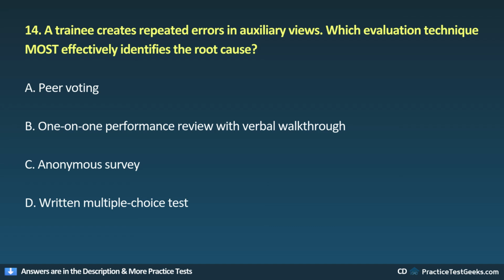14. A trainee creates repeated errors in auxiliary views. Which evaluation technique most effectively identifies the root cause? A. Peer voting. B. One-on-one performance review with verbal walkthrough. C. Anonymous survey. D. Written multiple choice test.